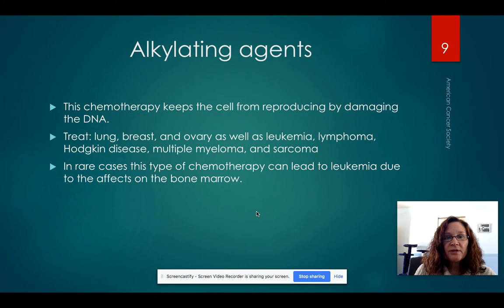Some of the agents you'll hear are alkylating agents. This chemotherapy keeps the cell from reproducing by damaging the DNA. This is to treat lung, breast, ovarian, as well as leukemia, lymphoma, Hodgkin's disease, multiple myeloma, and sarcoma. However, this type of chemotherapy can lead to leukemia due to the damage on the bone marrow. So as I was saying earlier, chemotherapy can destroy all cells, but it can also destroy the bone marrow, which can potentially lead to leukemia. It's a very low chance, but it's still a risk that the patients take.